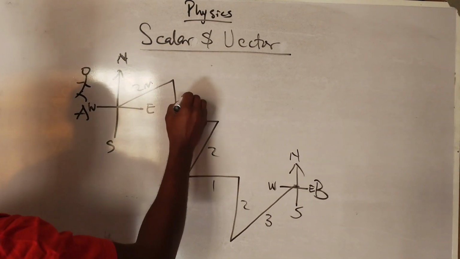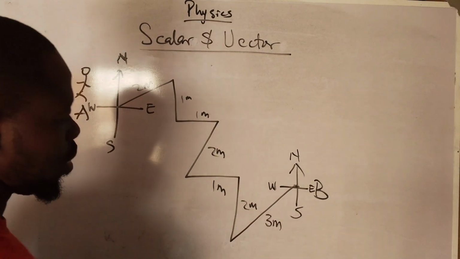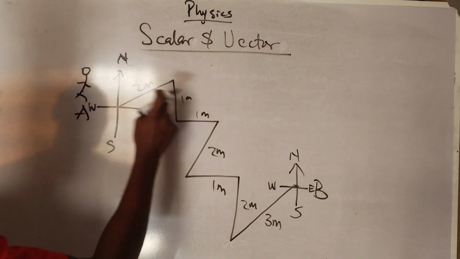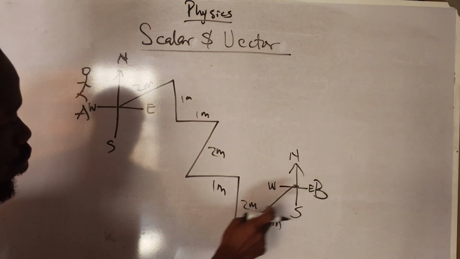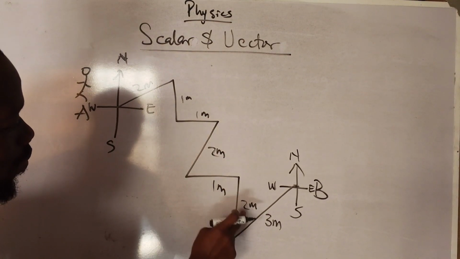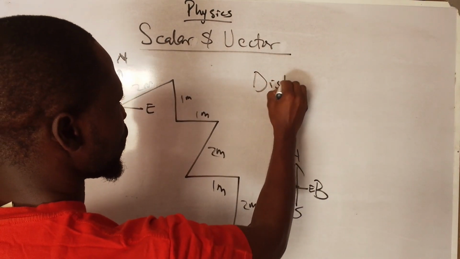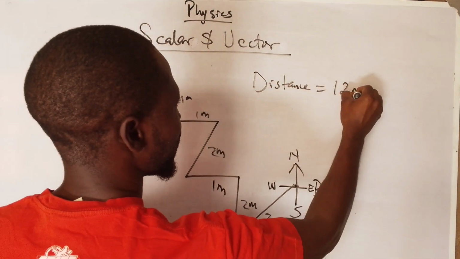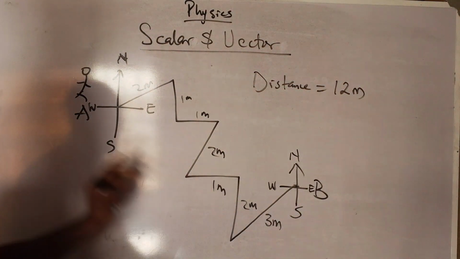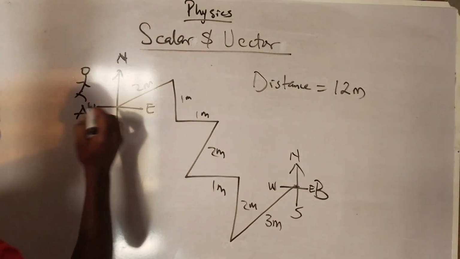So meters, okay, let me give it meters. So the total distance traveled by this boy is 2 plus 1 plus 1 plus 2 plus 1 plus 2 plus 3. So that's 2 plus 1, 3, 4, 6, 7, 9, 12. Distance is 12 meters. The distance traveled by the boy from point A to point B is 12 meters. But what is the displacement of B from A?